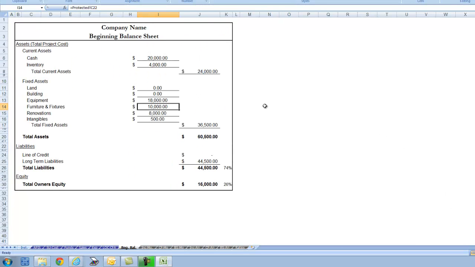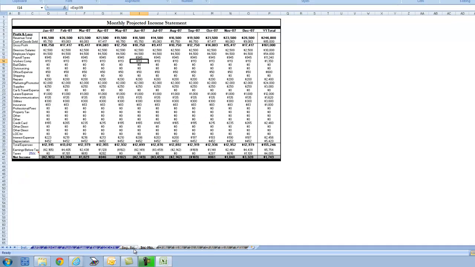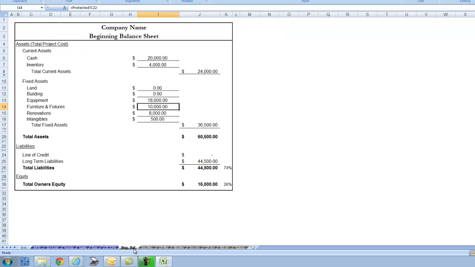Okay, so basically we've entered in all that information. The blue tabs down here are where you enter in the information. The black tabs or gray tabs are the actual pro formas, the actual spreadsheets that are created from that information.